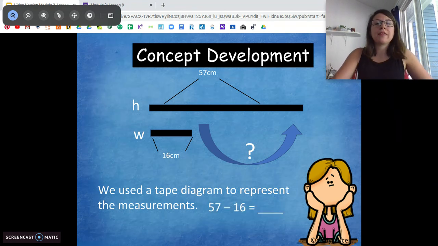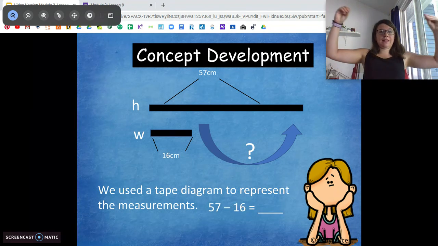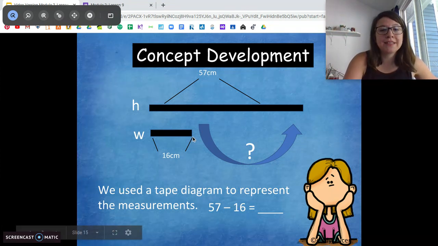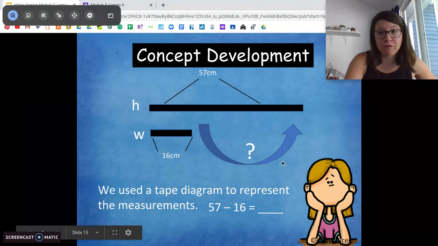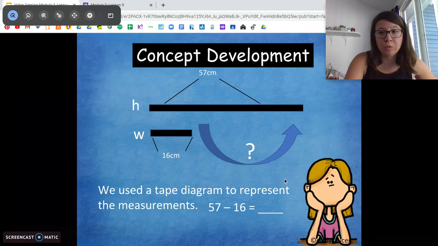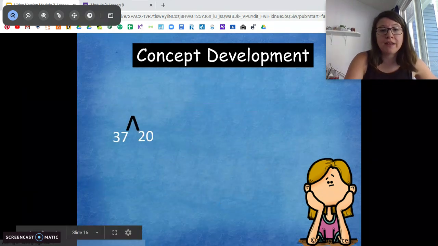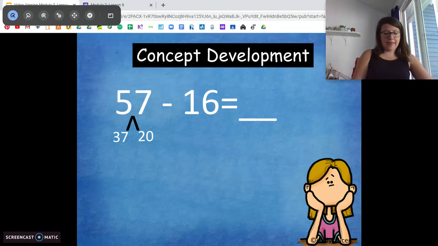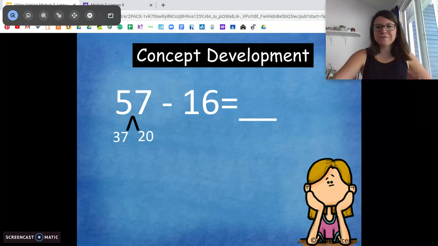We know that my head is longer, so we're going to take the length of my head and subtract the length of my wrist to find this length right here, to find the difference between the two lengths. So go ahead and solve 57 minus 16. I will give you that setup, that decomposing. Pause the video and solve that, and then come back when you're ready.